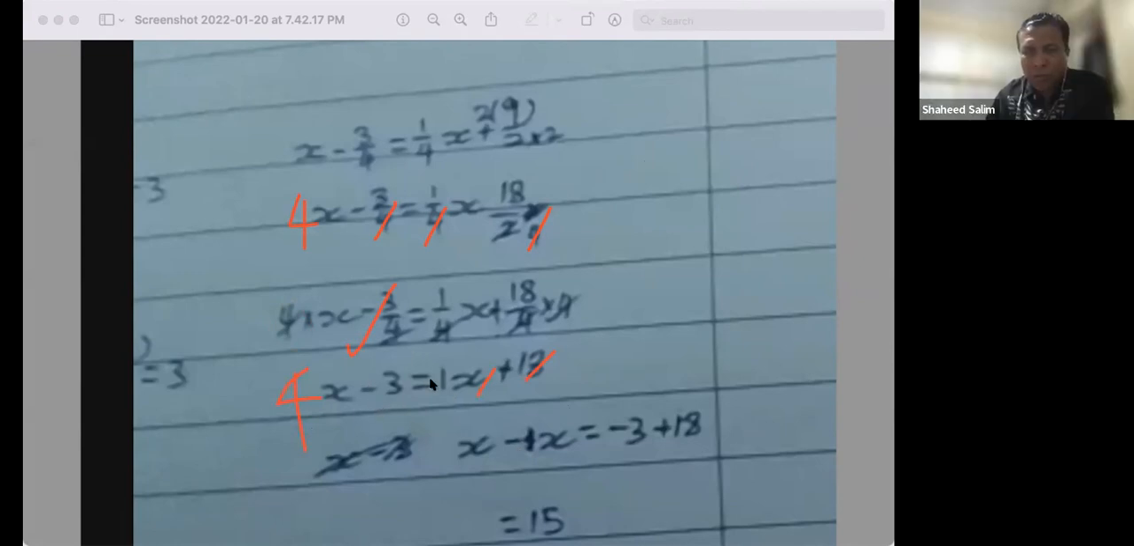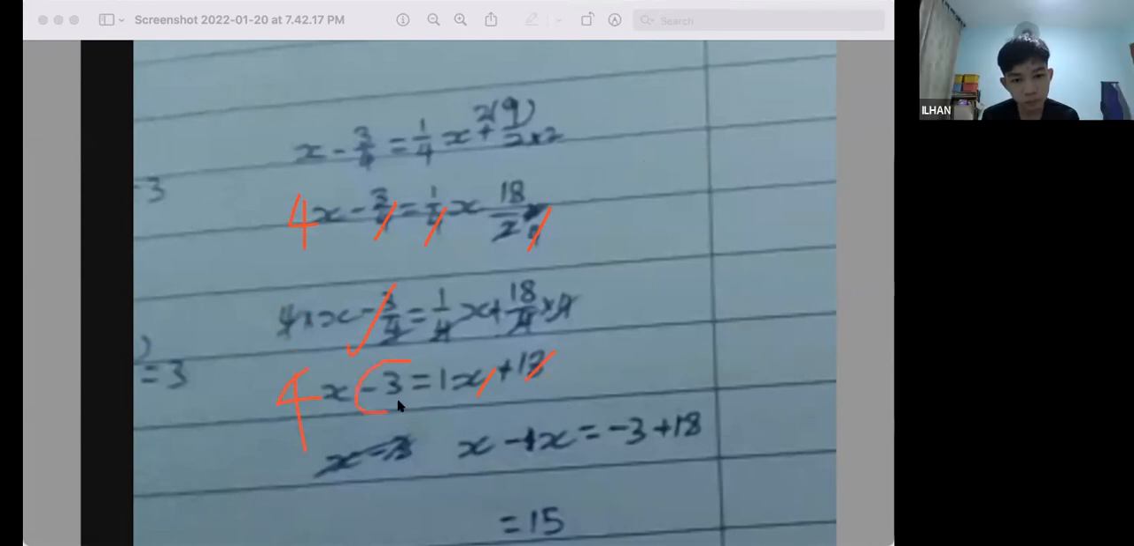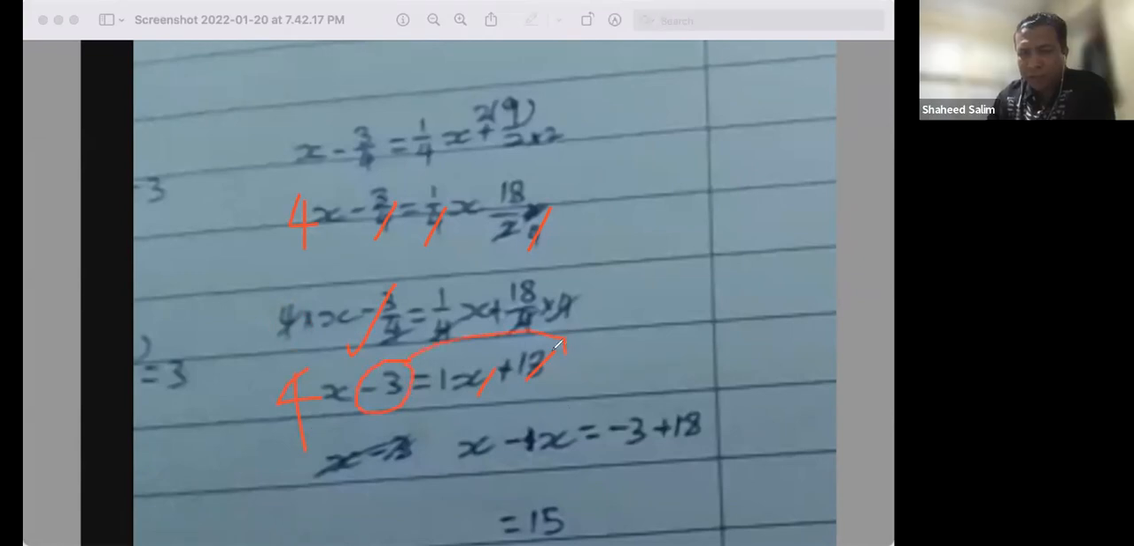So you get 4x is equals to 21. You bring the 3 over there, equals to 21, right? Minus 3, you bring over, become plus 3. So now you got 18 plus 3 equals to 21. Correct. Minus, you bring over, become plus. So this one is 21. And then 1x, you bring over, become minus 1x. 4 minus 1 gives you 3x. 3x is equals to 21. x equals to 21 divided by 3, get 7.